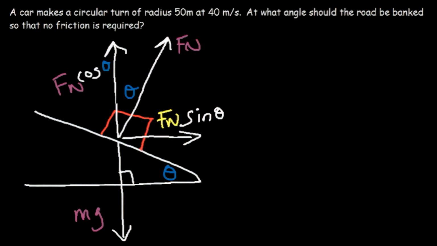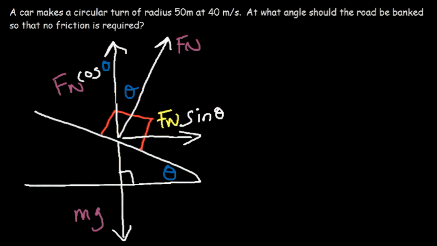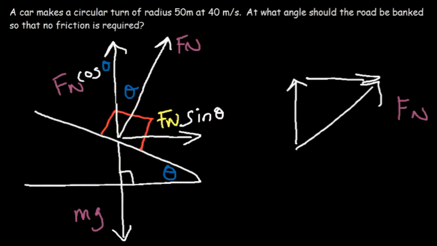So let's prove why this is Fn sine theta and this is Fn cosine theta. So here's the normal force. It has a vertical component and a horizontal component. And here's theta. So let's call this side x and let's call this side y.